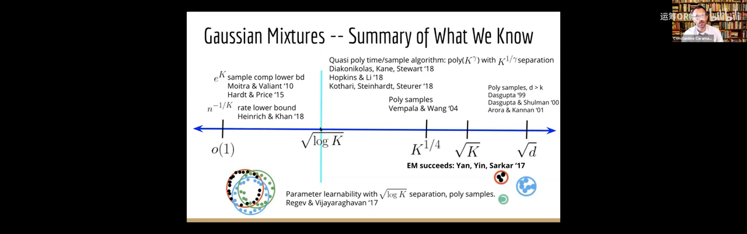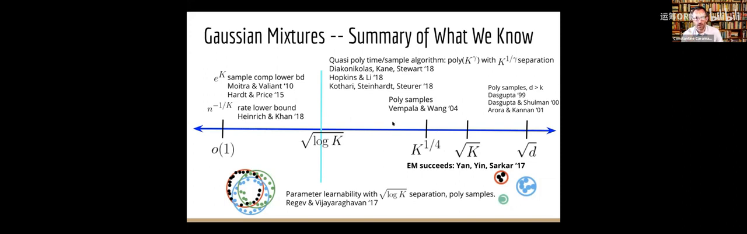Our results say that if you have kd samples, that's enough to initialize so that EM will run. But we need exponential time. Whereas, as far as I know, if you have kd samples, if the separation is in this regime, there's not a guarantee that these sum of squares techniques will work. So I think there's quite a bit that's interesting here.